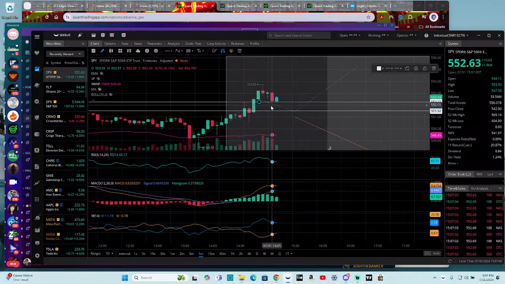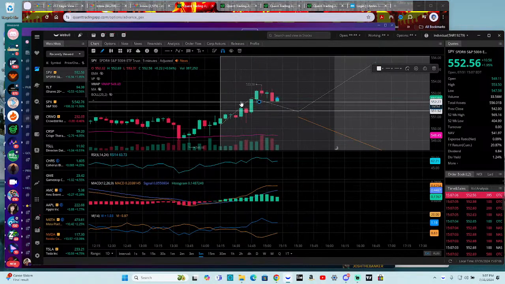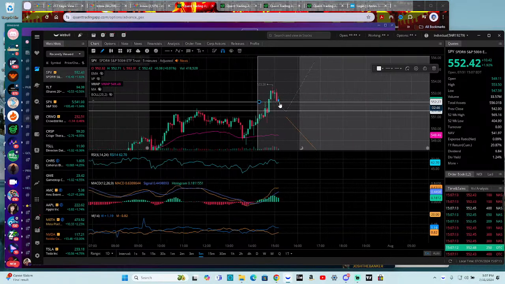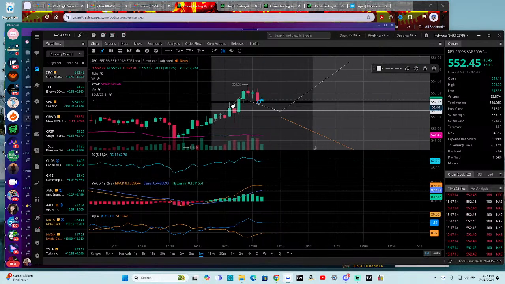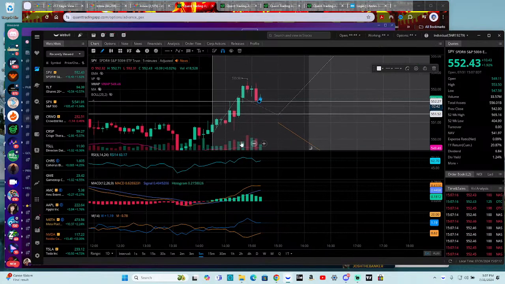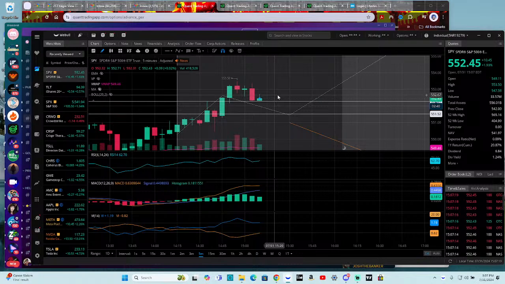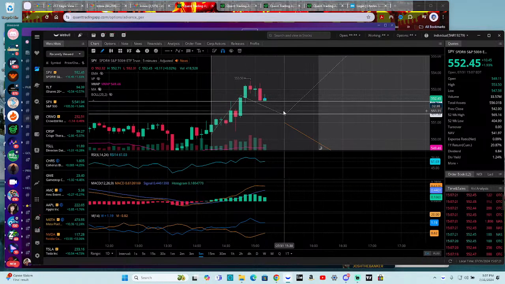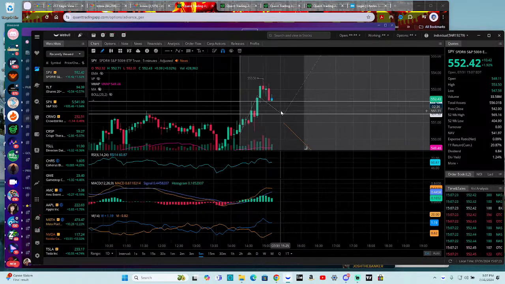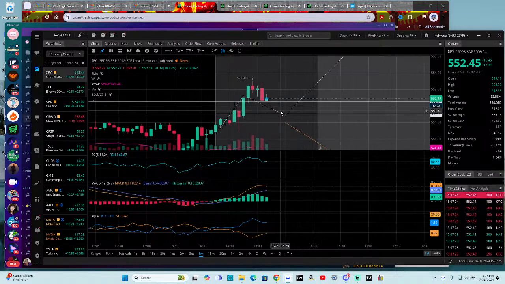So I'm adjusting this because I saw that this was touched and it got rejected, and then we broke it and tested it once, and now we're testing it again. This is the true support and resistance line. I've heard before, once you draw a line, you commit to it. Do not move your lines around, dude.